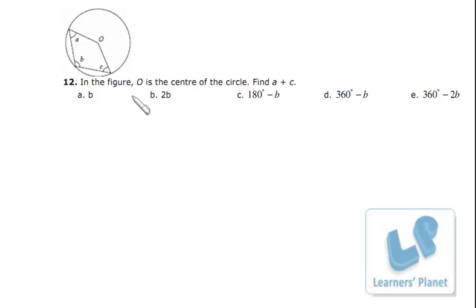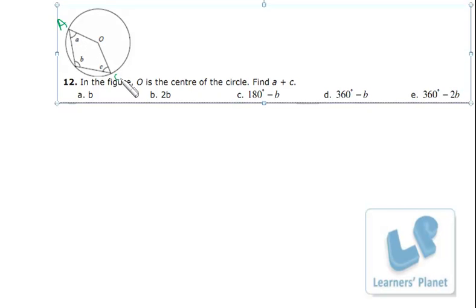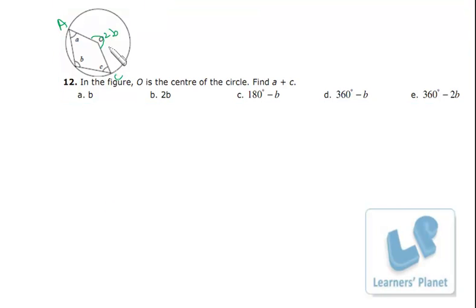In the figure, let's take the first problem. In the figure, O is the center of the circle. Find A plus C. Once again, from this arc, suppose this is AC, this is the angle at the center and this is the angle on the circumference, right? So this angle must be double of this. So if it is B, it has to be 2B. And if it is 2B, this angle must be 360 minus 2B, because the total angle is 360 degrees. So this must be 360 minus 2B.